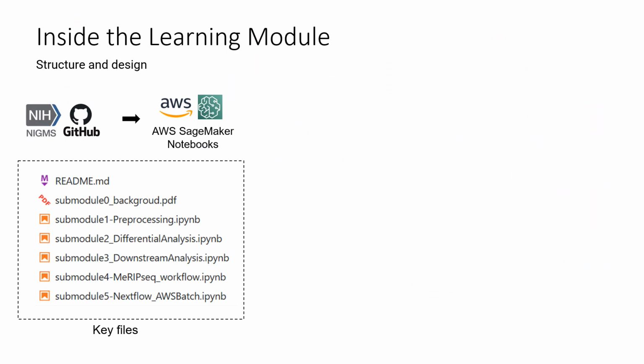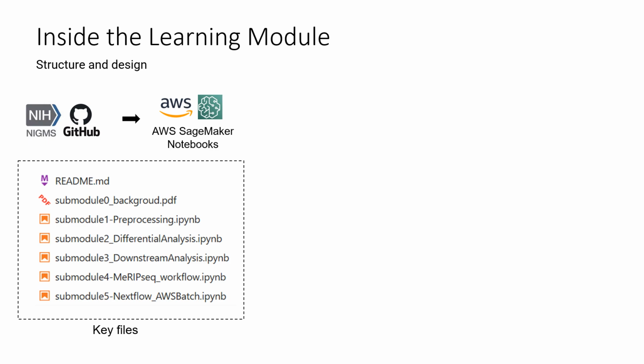To begin using the MeRIP-seq learning module, visit the GitHub repository linked below and follow the setup instructions provided in the README file. Once your environment is set up, launch an AWS SageMaker notebook instance and download the module from GitHub. The downloaded learning module is organized as a structured series of Jupyter notebooks, each corresponding to a key step in the MeRIP-seq analysis pipeline. Users will see these files listed in the file browser on the left-hand side of the SageMaker interface.